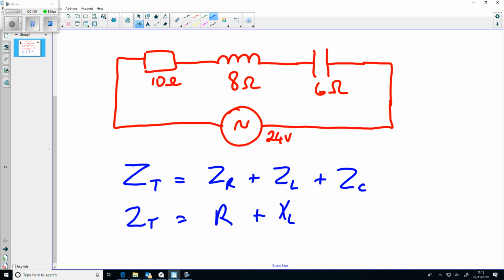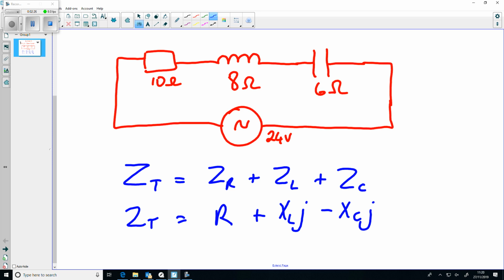What have I got to add to that so that it is in complex form? Positive J, for inductance. And then plus capacitive reactance, XC, but it's negative J. Remember that from last week?